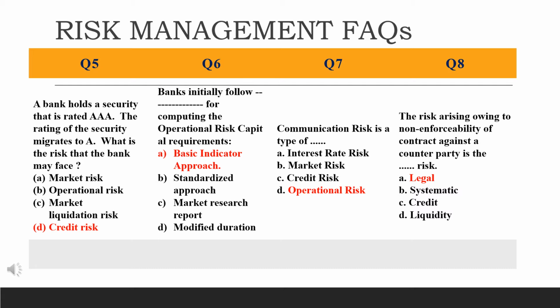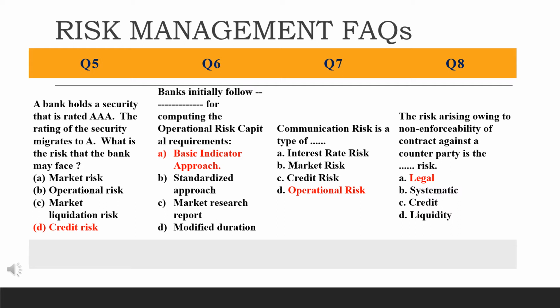Why? Because this is the risk of losses arising from inadequate or failed people, process or systems and external losses. Communication risk is a type of operational risk. When there is miscommunication or a communication gap between the bank staff and the customer, it would lead to operational risk.